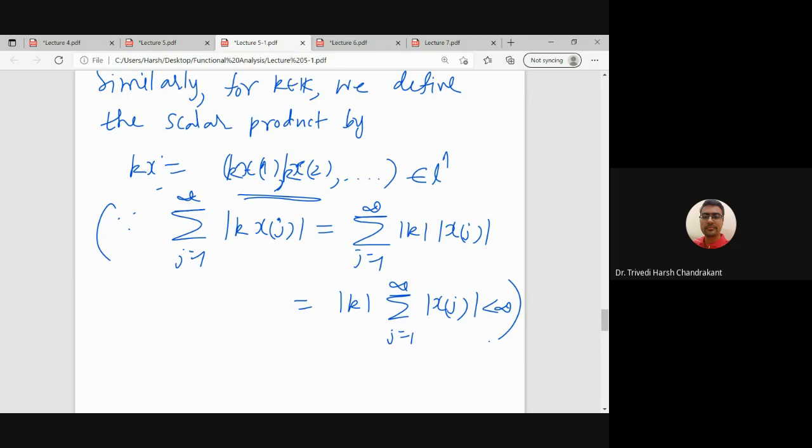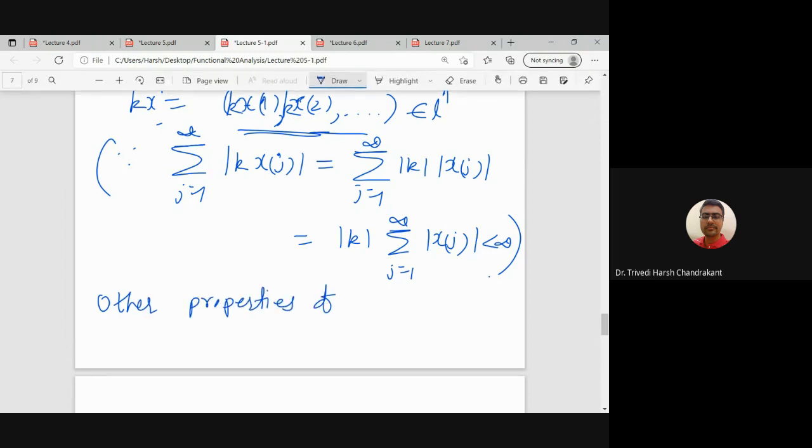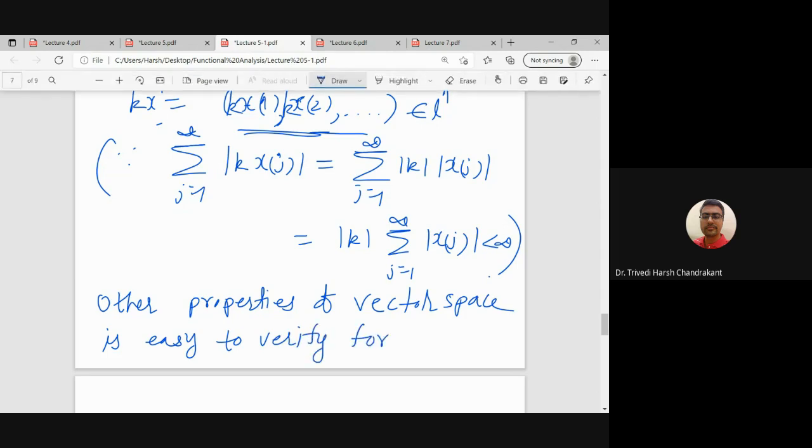So therefore, since this element is in L1, we can define the scalar product. So addition and scalar product we can define. The other properties of vector space are easy to verify for L1.